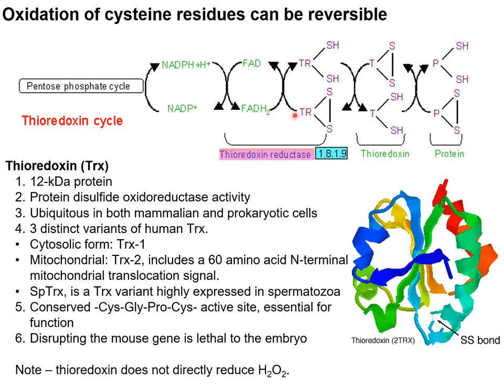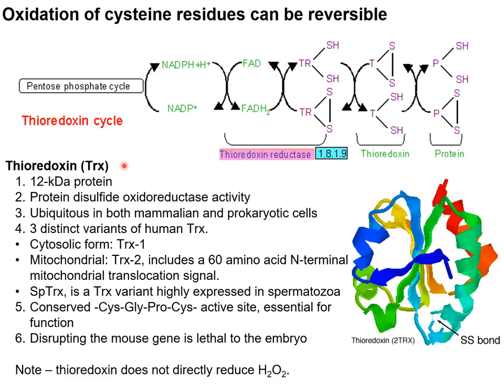And the disulfide is reduced back to the thiol groups by a protein-bound cofactor called flavin adenine dinucleotide. So FADH2 is oxidized to FAD, and the electrons are picked up from NADPH. So again, we've seen this cycle before. And if this is happening in the cytosol, then it will be the pentose phosphate pathway that's providing the reduced NADPH.